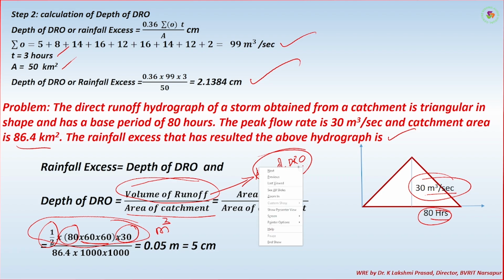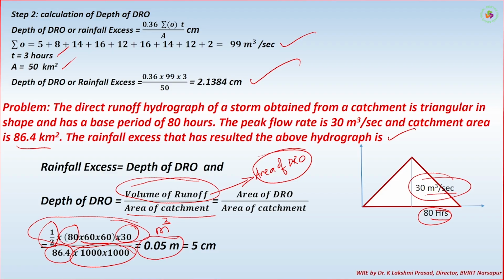Area of direct runoff. Even previously I told the same thing: why I used the trapezoidal formula. The trapezoidal formula only calculates the area under the curve. Divide by the catchment area. The catchment area is in square kilometers, so convert it into square meters. So we got 0.05 meters, which is 5 centimeters.